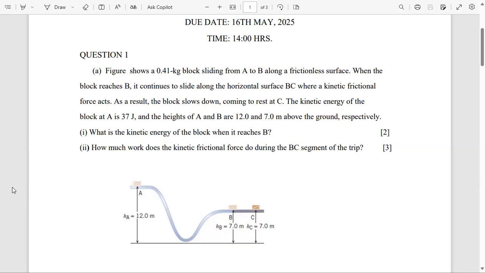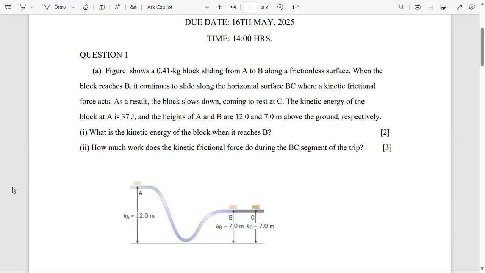In question 1A, we have a figure showing a 0.41 kilogram block sliding from A to B along a frictionless surface. When the block reaches B, it continues to slide along the horizontal surface BC where kinetic frictional force acts. As a result, the block slows down, coming to rest at C. The kinetic energy of the block at A is 37 joules, and the heights of A and B are 12 meters and 7.0 meters above the ground, respectively.